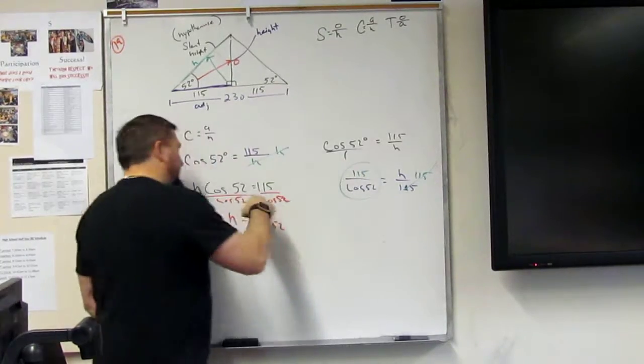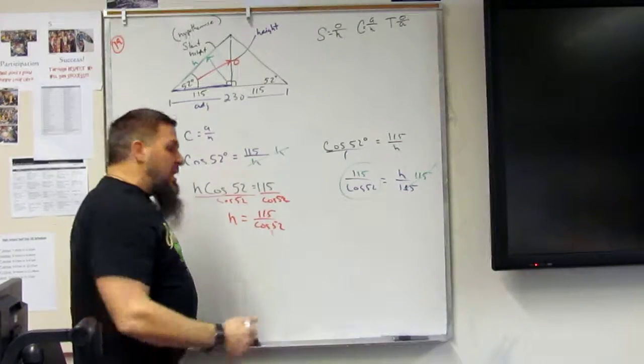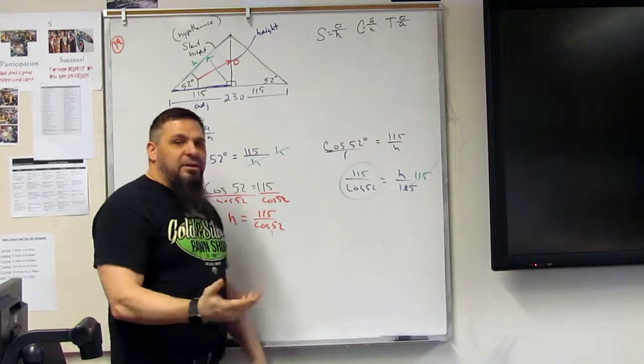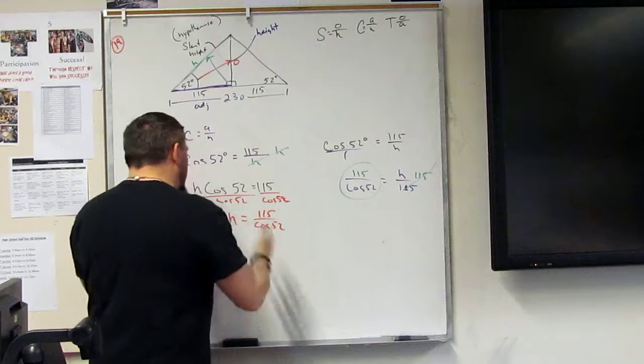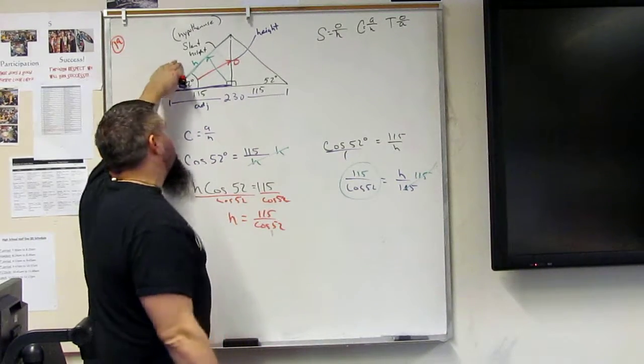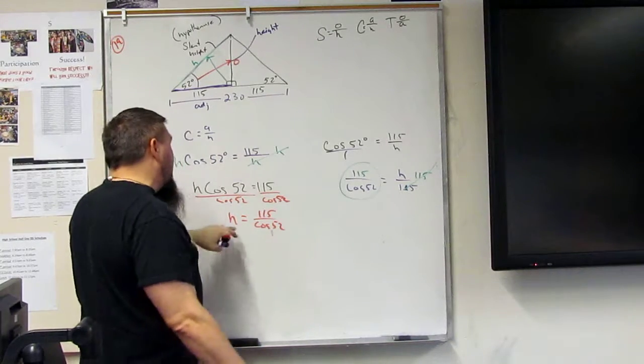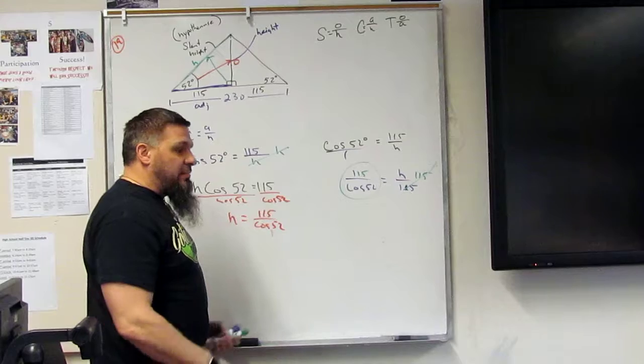Still 115 over cosine 52. Two ways of getting to the same thing. Then I just have to plug that into my calculator. Okay? That's how much that is. Okay? That's my height. So that's my height, and I can plug that in my calculator, but right now I want to move on.